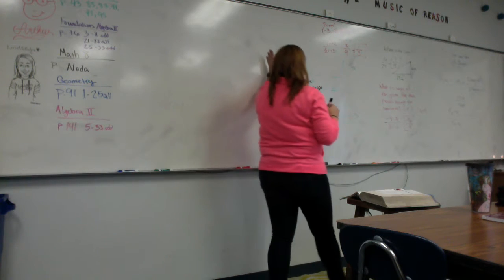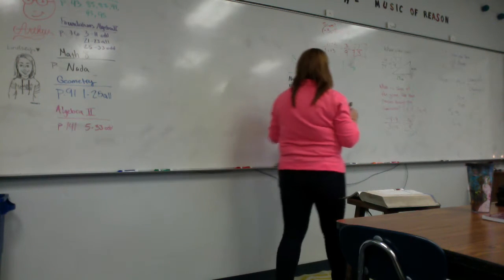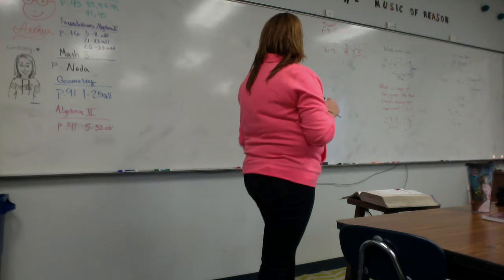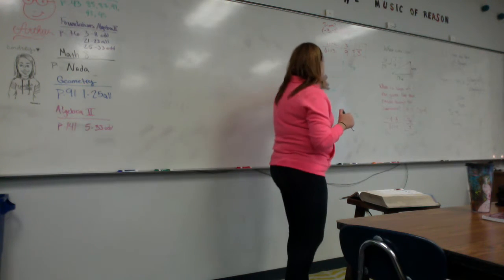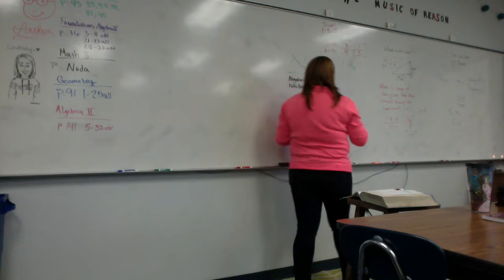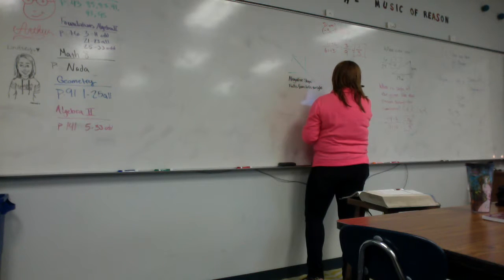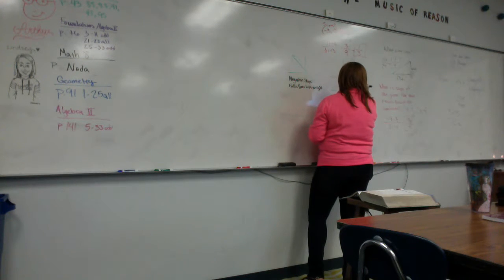Just like when we read, we're going to read our graphs from left to right. Okay, so if that has a negative slope and it falls from left to right, what is this one then? Positive. Why? Okay, because it rises.